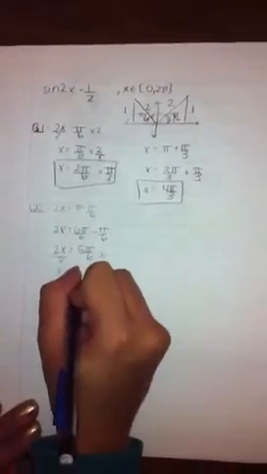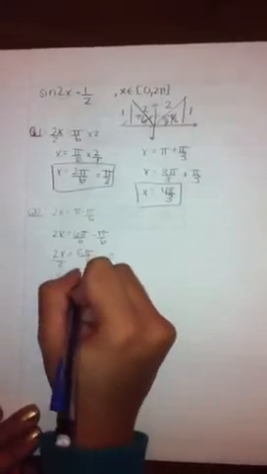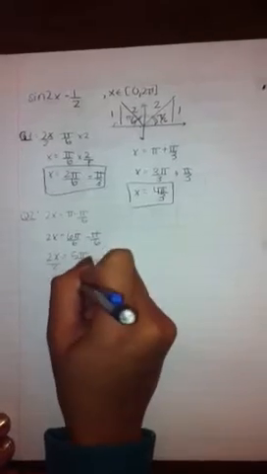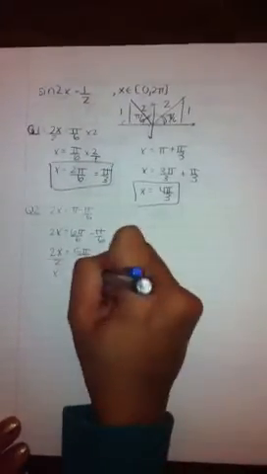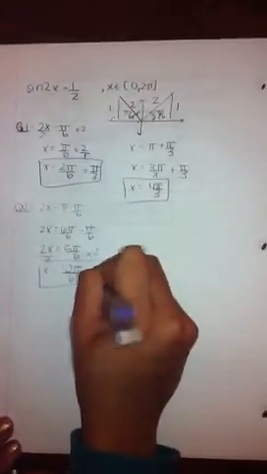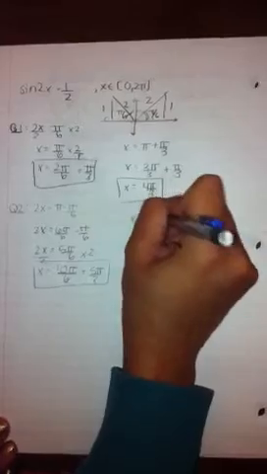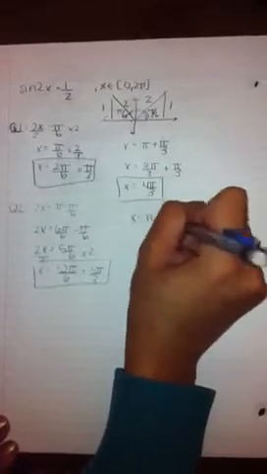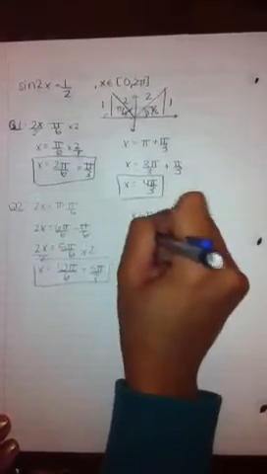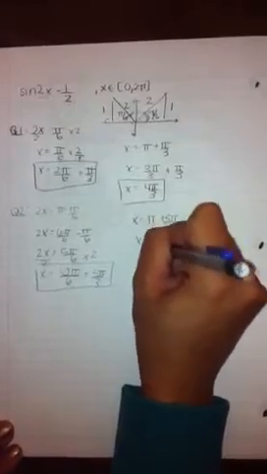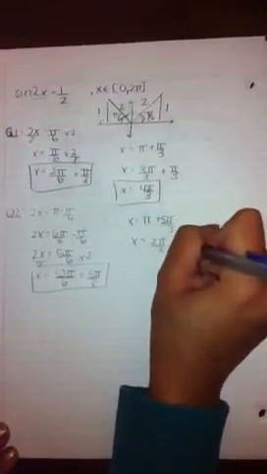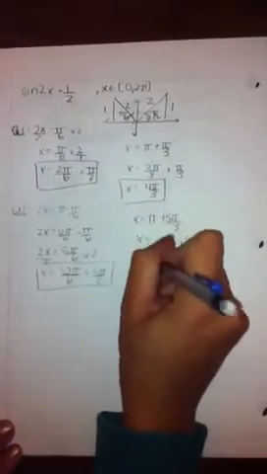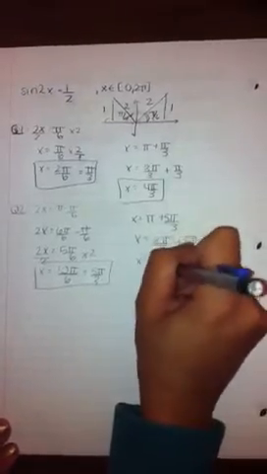X equals 10 pi all over 6, which is equal to 5 pi over 3. There's another solution for us. And we need to add pi to this as well, so x equals pi plus 5 pi over 3, which means x equals 3 pi all over 3 plus 5 pi over 3, because we're finding a common denominator, so x equals 8 pi over 3.